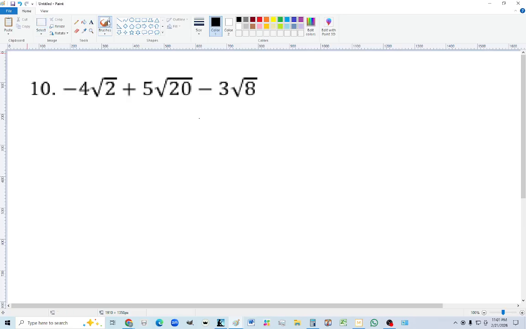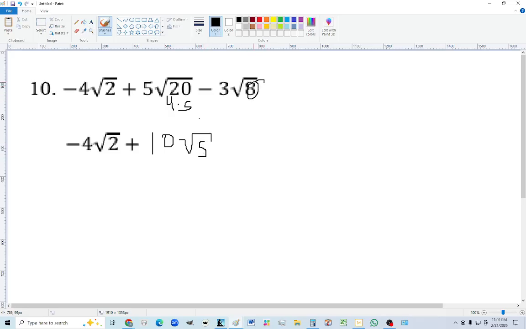First one can't be simplified at all. Second one is 4 times 5 again. 4 times 5. The 4 can come out as a 2. So this first one stays the same. 2 times 5 is 10. There's nothing you can do about the radical 5.